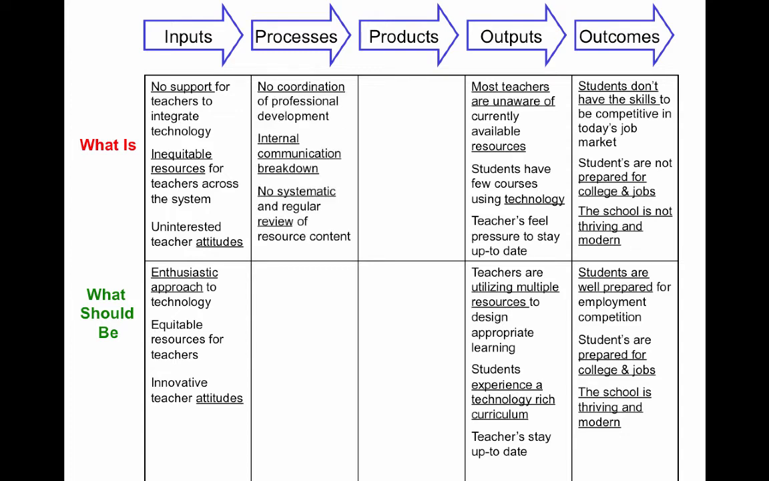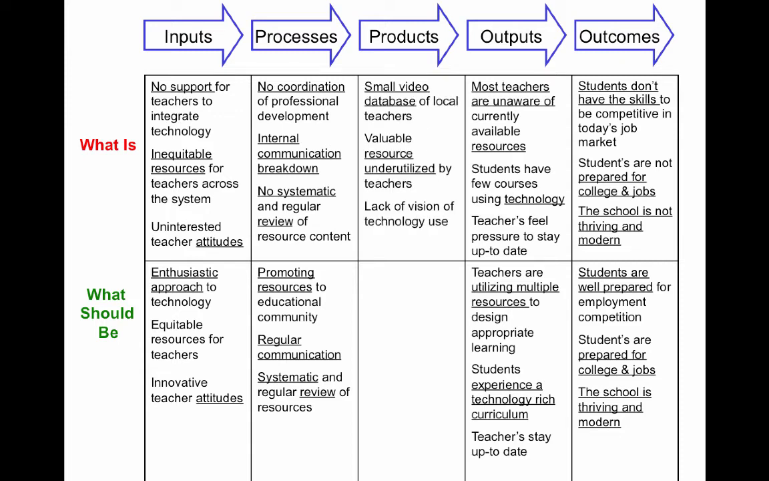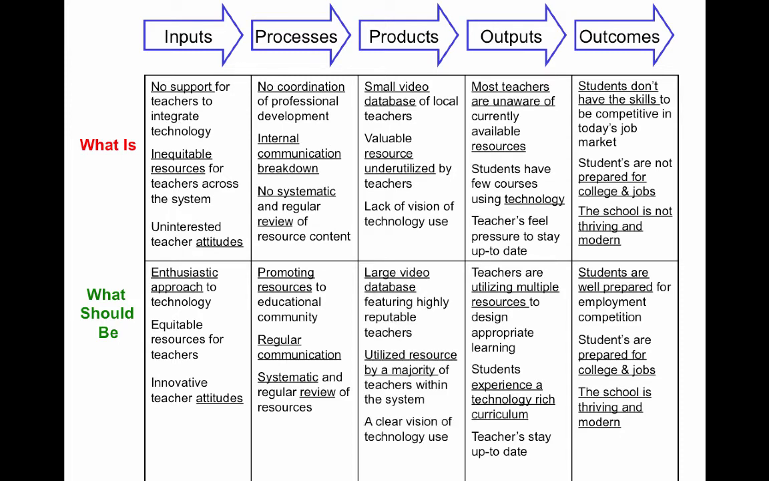In terms of processes, there's currently no coordination of professional development, there's an internal communication breakdown, and no systematic and regular review of resource content. What should be is promoting resources to the educational community, regular communication, and systematic and regular review of the resources. In terms of products, right now there's a small video database of local teachers using technology. A valuable resource is underutilized by the teachers, and there's a lack of vision of technology use. What should be is a large video database featuring highly reputable teachers, resources utilized by a majority of teachers within the system, and a clear vision of technology use.